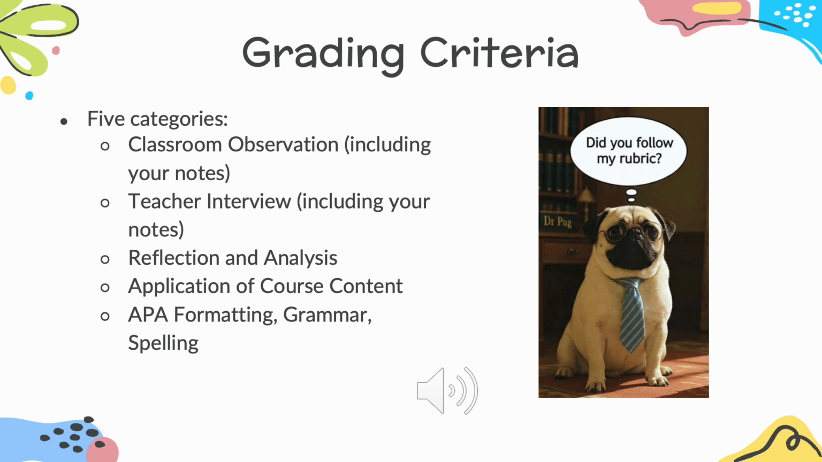20 points for reflection and analysis. This is where you connect what you saw to what you know. 20 points for your application of social emotional learning concepts. This is where the CASEL framework belongs. And finally, 10 points for spelling, grammar, and APA formatting.